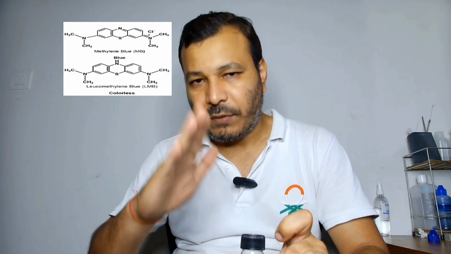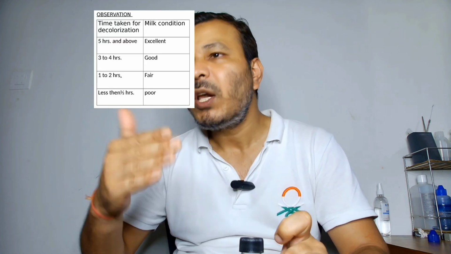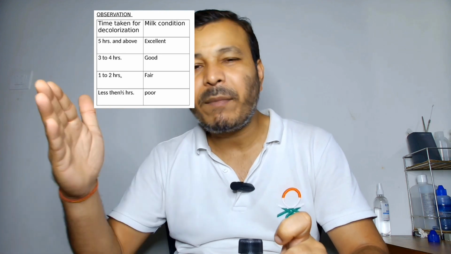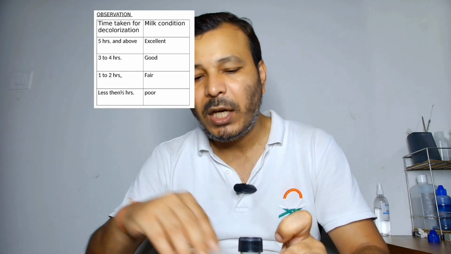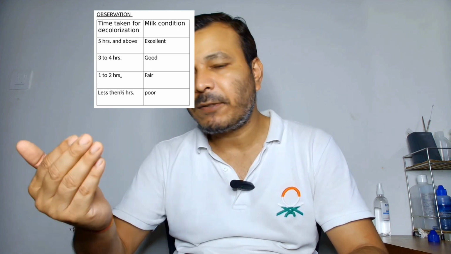Based on that, we interpret how much time they have taken. If the milk gets decolorized from blue to leuco after a long time, it is considered good quality. The longer it takes for reduction to the white leuco color, the better the quality. The faster it gets converted into white form, the poorer the quality. So today we'll perform this test.